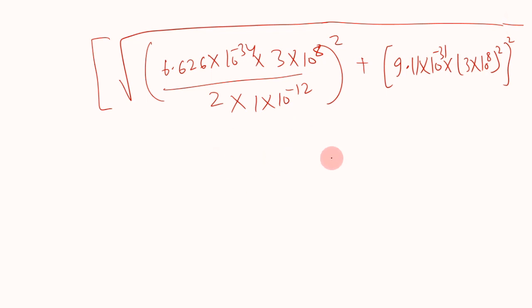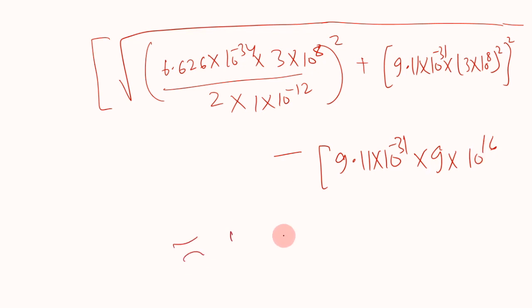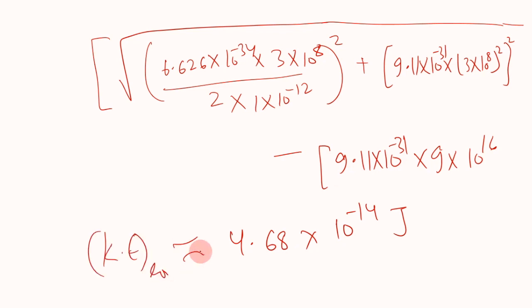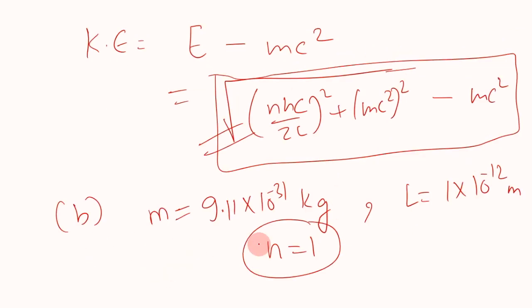And you also have to subtract this expression, 9.11 into 10 to the power minus 31 into c square, which is 9 into 10 to the power 16 basically. So when you solve this you get 4.68 into 10 to the power minus 14 joule. This is our lowest kinetic energy. This is how you solve the B part.